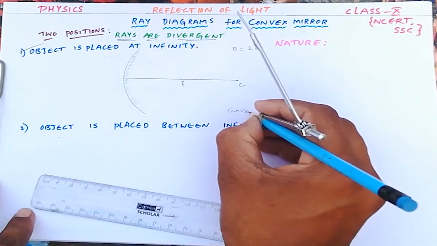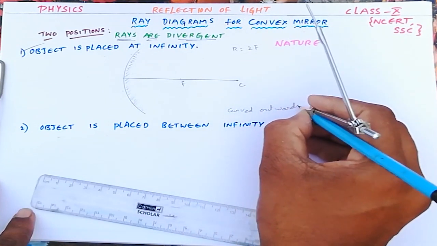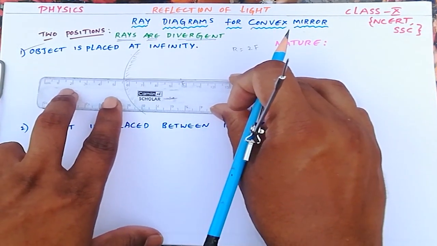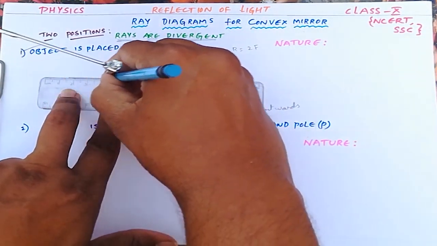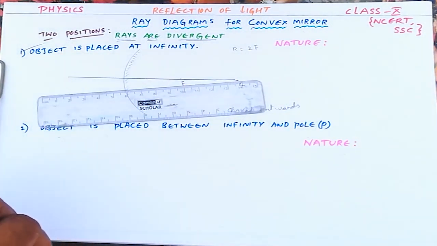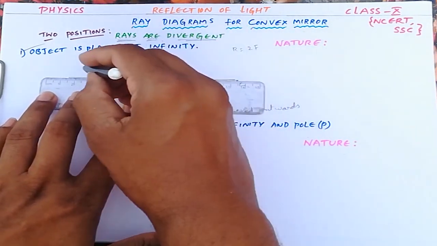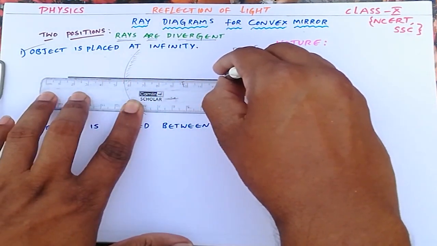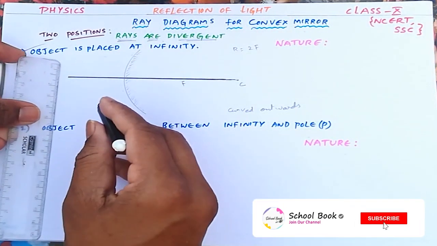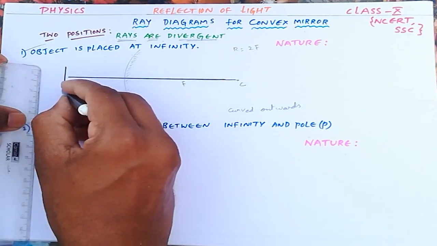Convex mirrors are curved outwards, concave are curved inwards. Now I'll place an object. I'll extend this principal axis line and darken it. This is the principal axis. I'm placing the object of 2 centimeters size.